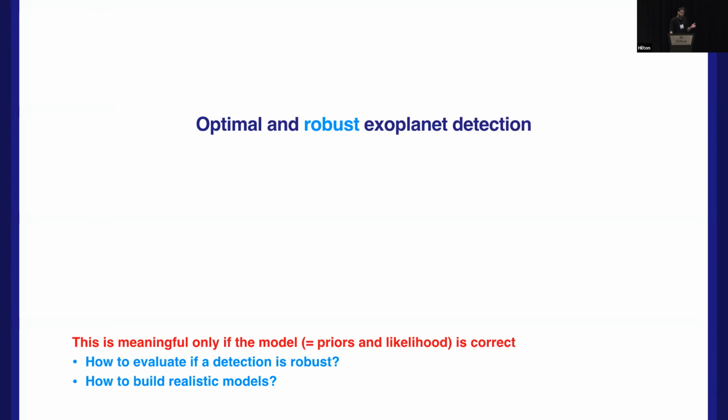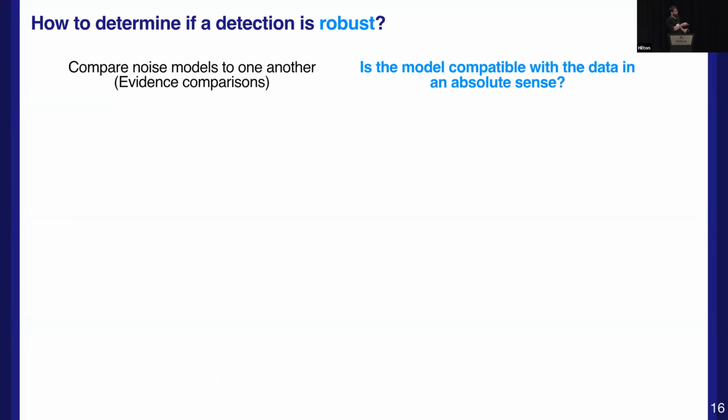So that's where we move from optimal to robust exoplanet detection. And we want to estimate whether a detection is robust. So you can do evidence model comparison, trying to compare many different models of stellar activity, and this is fine. But if all the models that you compare are really bad, the fact that there is one better than the other doesn't mean that it's not really bad. So you want to compare your model with the data in an absolute sense, and this was the object of the talk by Sarah Blunt.